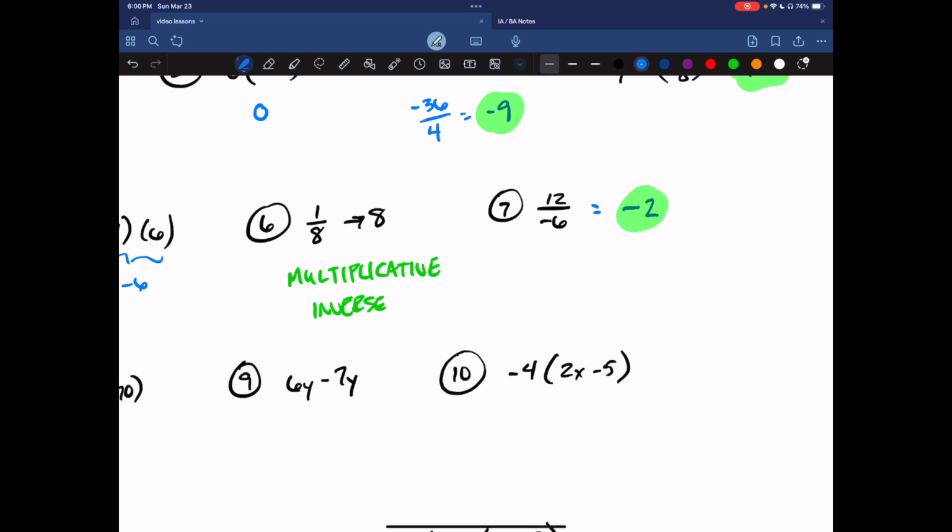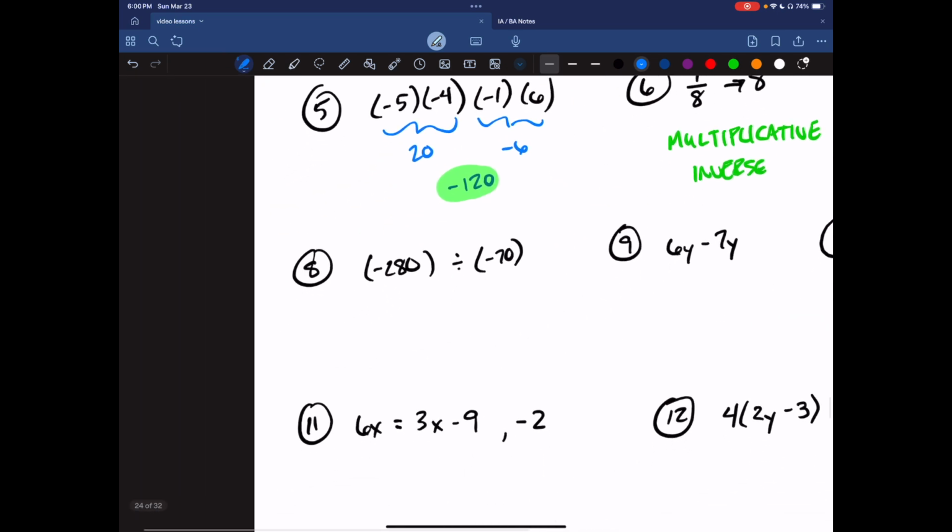Okay. On number 8, again, this is division, but it's written long ways. If it is helpful for you, you can rewrite it vertically. So negative 280 over negative 70. First of all, I have two negatives, so the answer will be positive. And then 280 over 70 is 40. Or sorry, just 4.